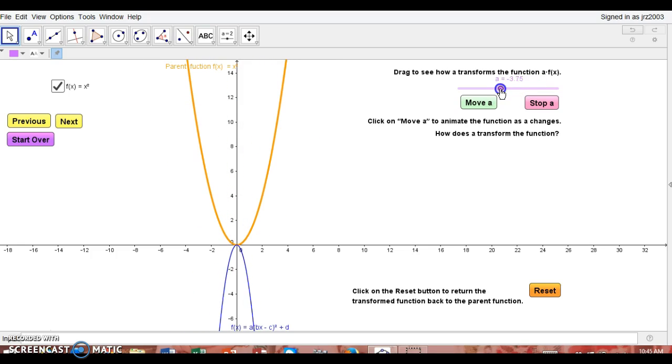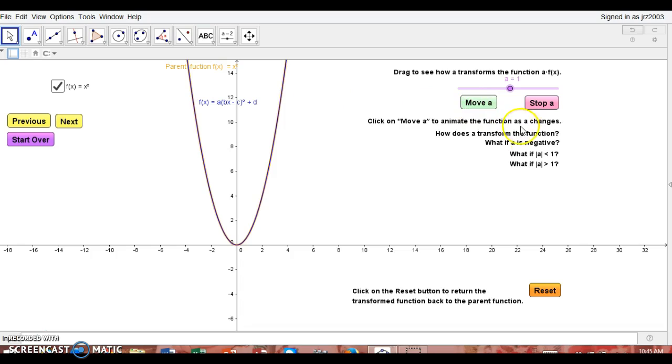and it is reflected when A is negative. It becomes an upside down parabola. What if A is negative? It's an upside down parabola.